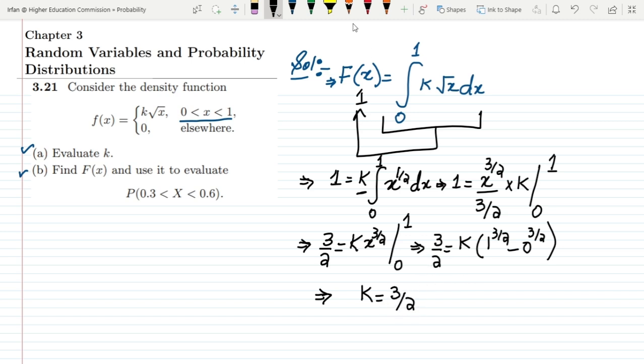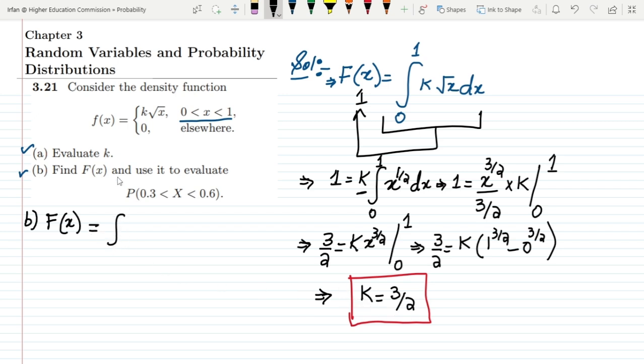Okay, so that is the solution of part A of our question, in which we have found out the value which is 3 by 2. Now proceeding towards part B of our question, we have to find F of x. In order to find F of x, what do I have to do? Now I know the value of k, which is already known. So what do I have to do?